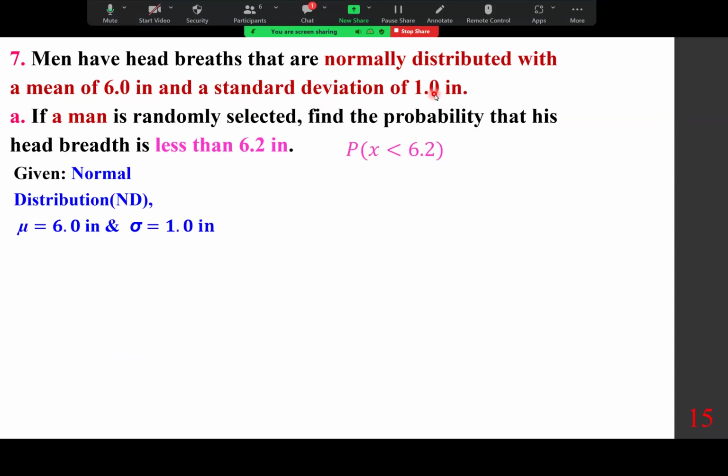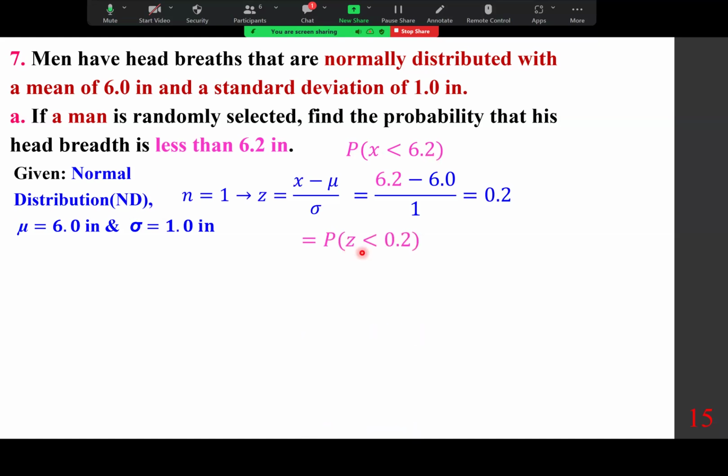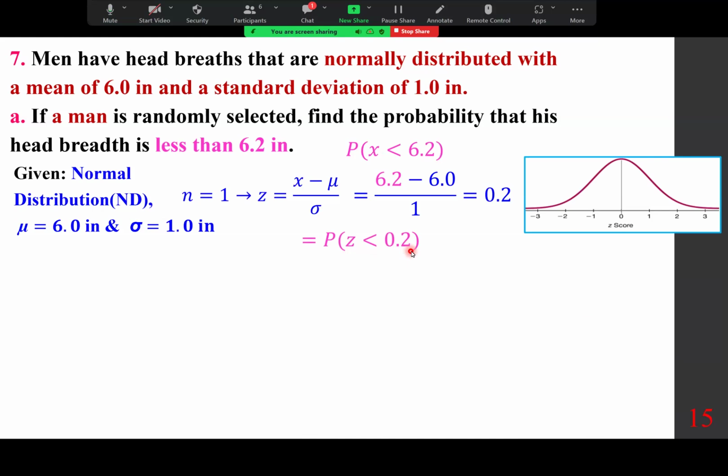We want the probability of x less than 6.2. And the key is that n is 1. Therefore, we use the z-score of x minus mu over sigma. We have mu and sigma, and x is this number, 6.2. And that's your answer. So probability of x less than 6.2 is the same as probability of z less than 0.2, being able to read from the table. So you look at 0.2, it's somewhere between 0 and 1. That's the area we need, and we can pick up the answer from the table.